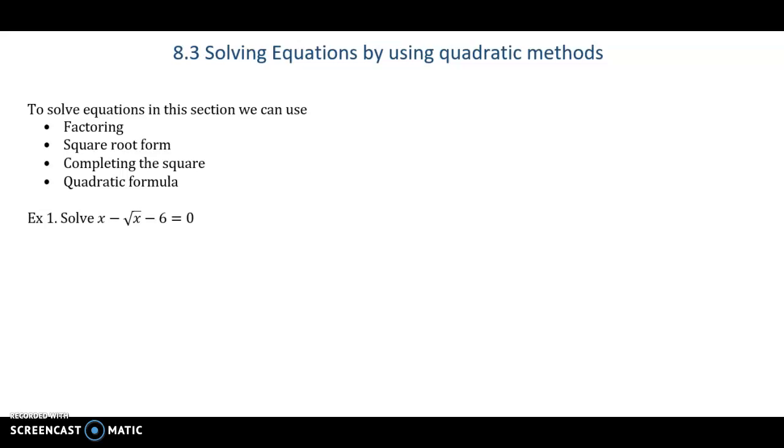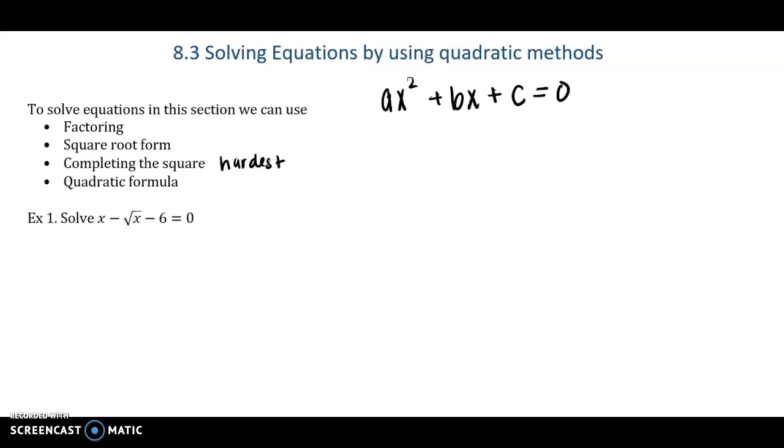Alright, so here we have solving equations using quadratic methods. So these are going to be things that we're going to be able to manipulate into the format ax squared plus bx plus c equals 0. And then we're going to be able to use any of the methods that we learned: factoring, square root property, completing the square, or quadratic formula. I will tell you that completing the square is the hardest one. And then probably factoring and quadratic formula are the easier ones.